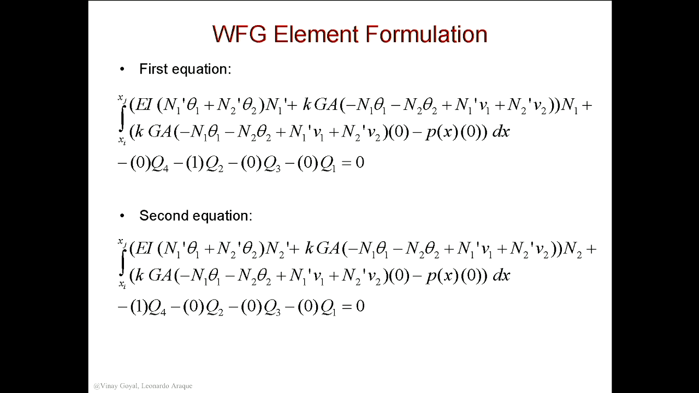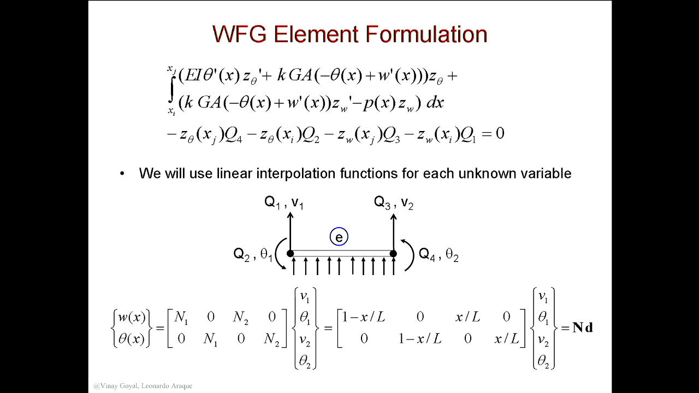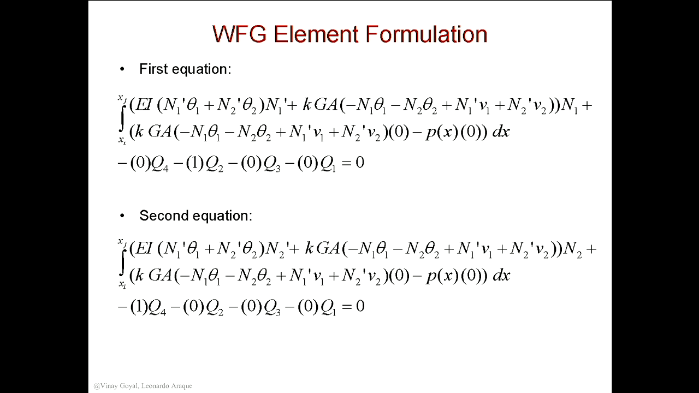I see some blank faces, so let me remind you what theta is. Theta is N1 times theta 1 plus N2 times theta 2. What we're doing is substituting these approximation functions into the weak form. Okay, so that's why you see that. And then if you remember, this was minus theta plus W prime. So for W prime, I have N1 prime V1 plus N2 prime V2. Just substituting the approximation function in.